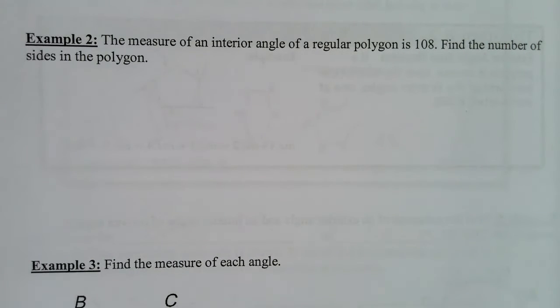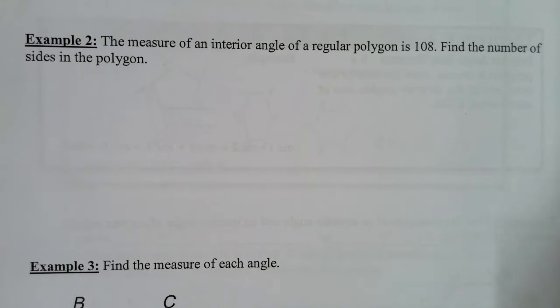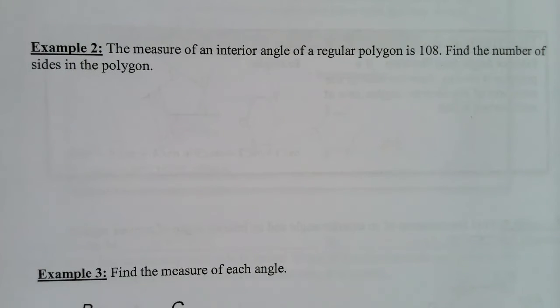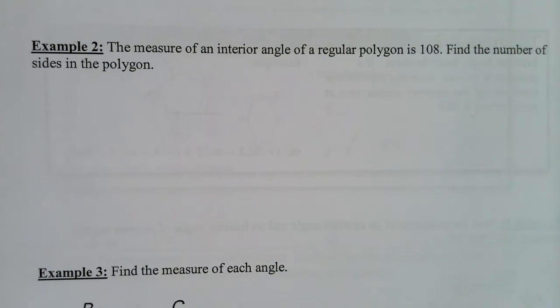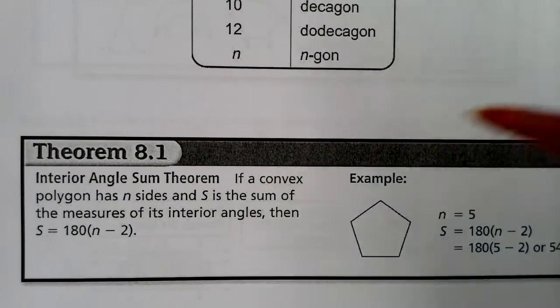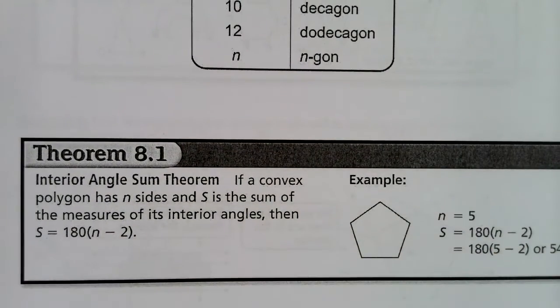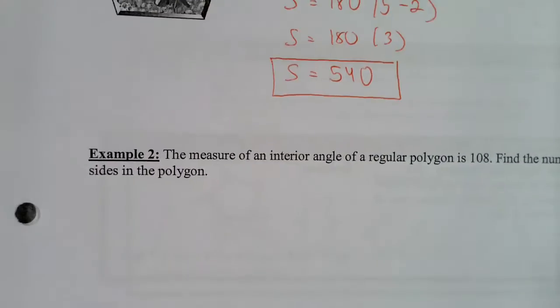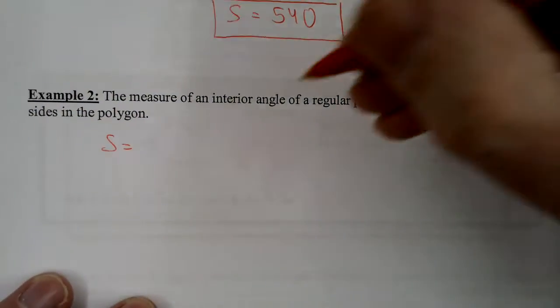Okay, this next problem is a little trickier. It's kind of like a working backwards problem. The measure of an interior angle of a regular polygon is 108. Find the number of sides in the polygon. Let me start with this formula down here. Let me just copy that formula down first. S equals 180 times n minus 2.